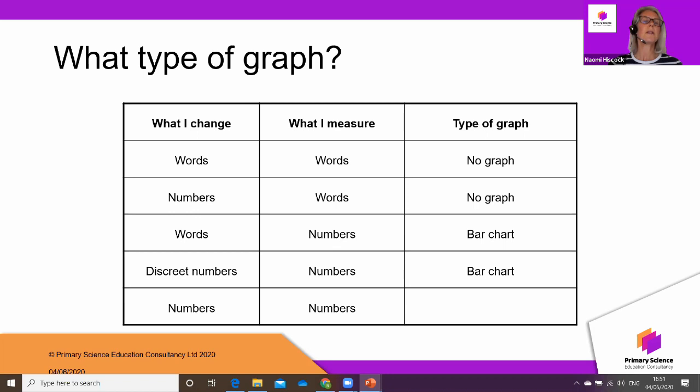Whereas if we're dropping the ball from different heights, so the variable we're changing is in numbers and we're measuring the height, we would then get a line graph. Or if we're changing things as part of a pattern seeking exercise and we've got the two measurements in numbers, then we would produce a scatter graph.